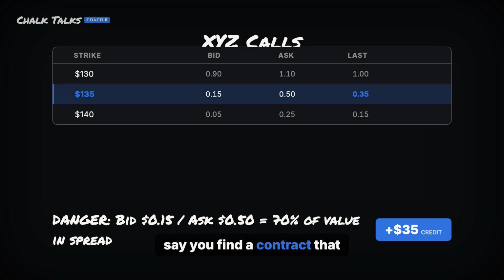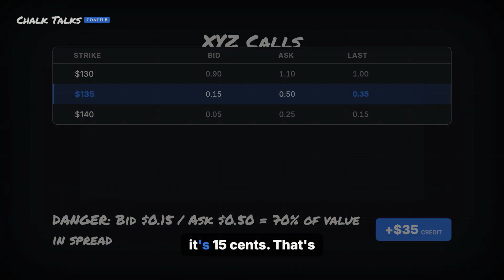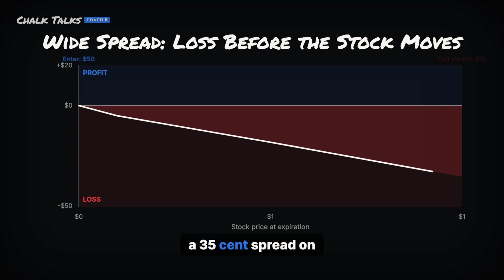All right, downside scenario, and this is important. Let's say you find a contract that looks cheap. The ask is only 50 cents, so you think it's a bargain. But you look at the bid and it's 15 cents. That's a 35-cent spread on a 50-cent contract. You're paying 70% of the value just in spread. And volume, 40 contracts. Open interest, 200. This thing is illiquid, and you are going to overpay getting in and get crushed trying to get out.